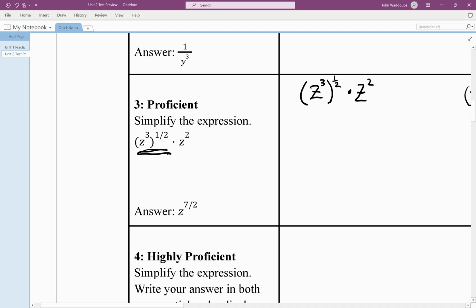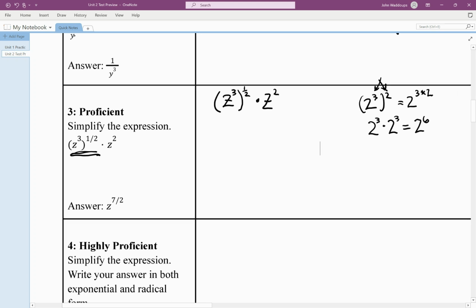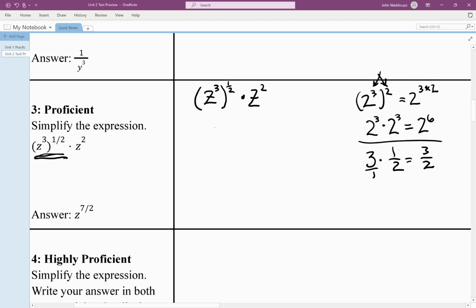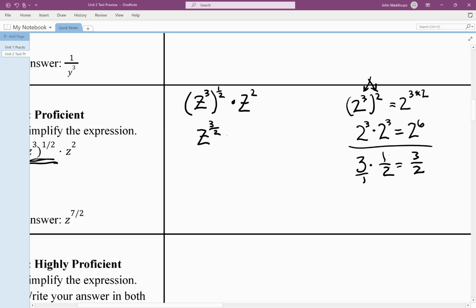So 3 times 1/2, we'll go off to the side here and kind of show that again. If I've got 3 times 1/2, remember you've got a fraction, I can rewrite that 3 as 3 over 1, and then I just multiply across. 3 times 1 is 3, and 1 times 2 is 2. So far, I've got z to the 3/2 power, because 3 times 1/2 is 3/2. And then now I've got that times z squared. And now I think, what do I do?